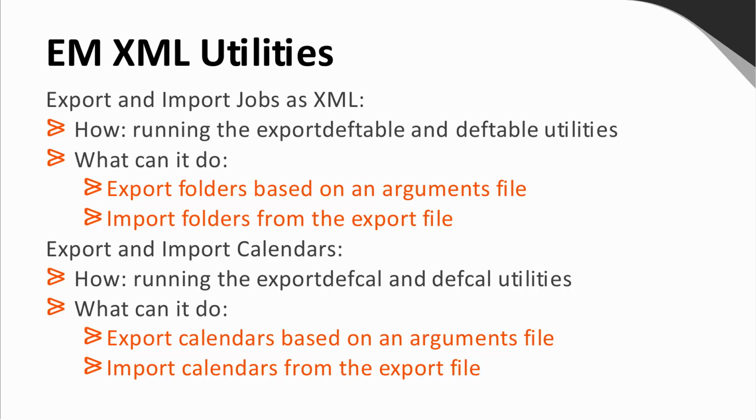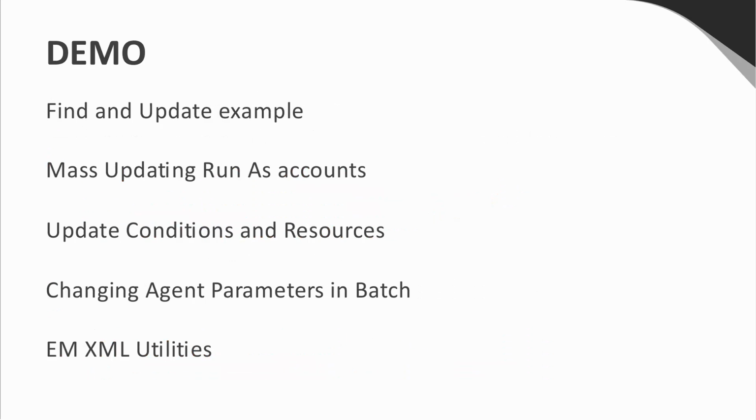There's also the export defjob and defjob utilities. However, they function very similarly to export def table and def table, except they work on the job level. We've opted to leave these utilities out of this presentation for this reason, but we will show an example of using these other utilities in our presentation. Let's move on to the demonstration section of our presentation today.